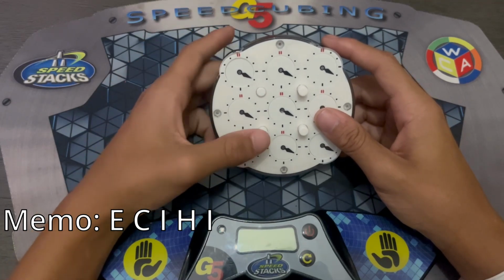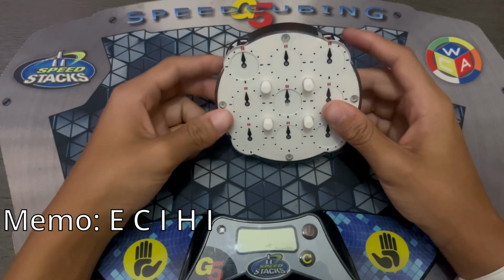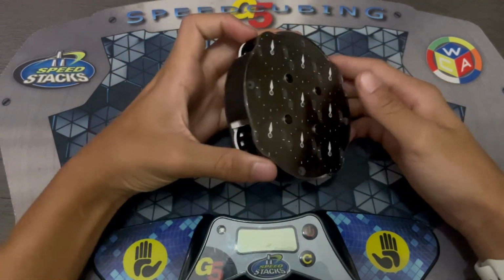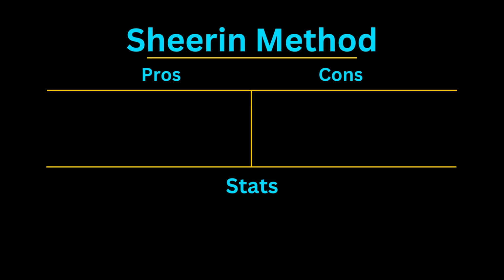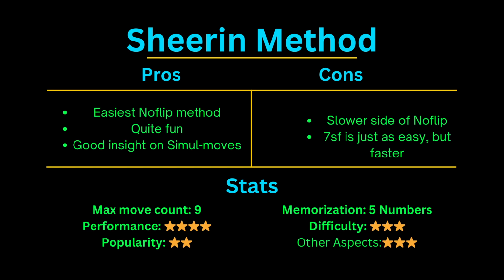And then you would just solve this last corner as you would in flip. So now, if you did it right, the other side should be solved. Sheerin was extremely popular until 7 Simul came along, but it's still extremely fast. It's fun, pretty easy in its basic terms at least, and looks cool.